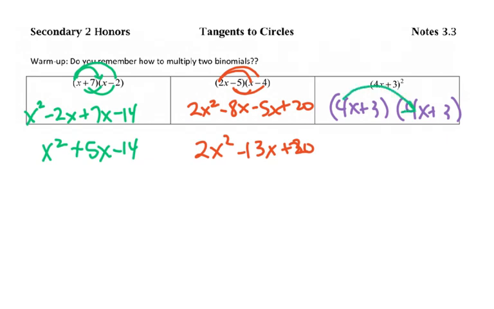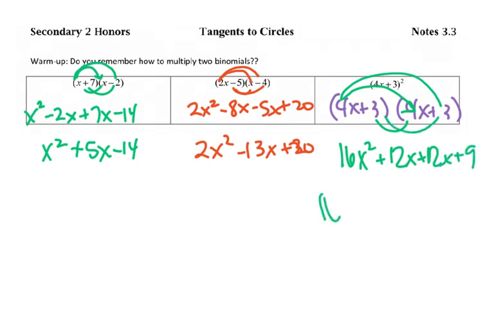So you're going to say 4x times 4x is 16x squared. 4x times 3 is 12x, plus 12x, plus 9. So you've still got the 16x squared and the plus 9, but you've got the 24x in the middle, and that's important. So multiplying polynomials is going to be important in this lesson.